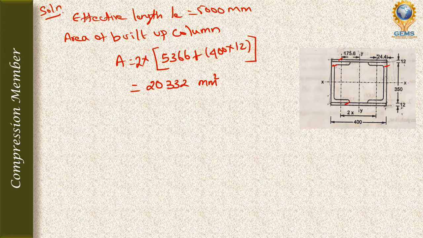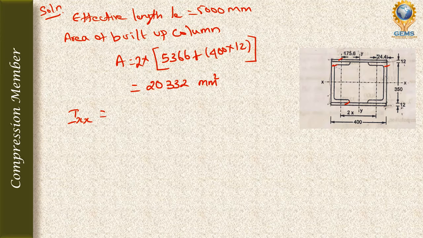Then we have to find the Ixx, because the channel section is no problem, but we have a plate, so we can't take Ixx directly. We have to find the Ixx, then only we can find the rxx value. So we can go to the Ixx.